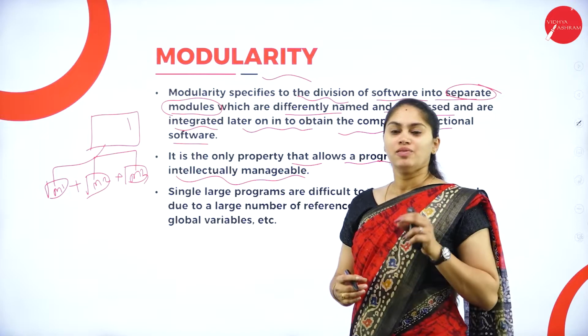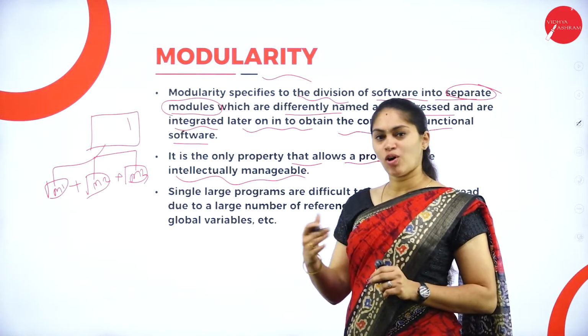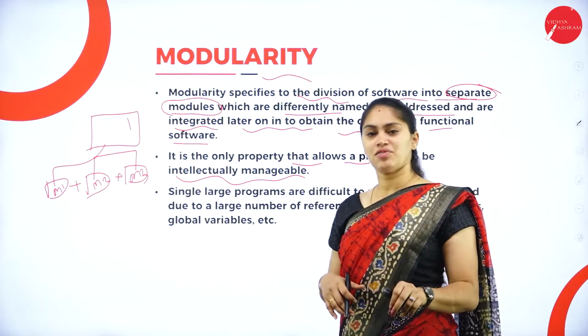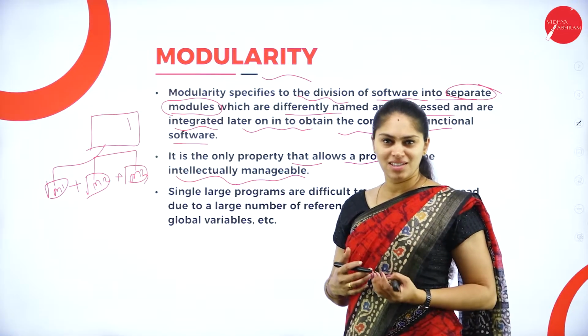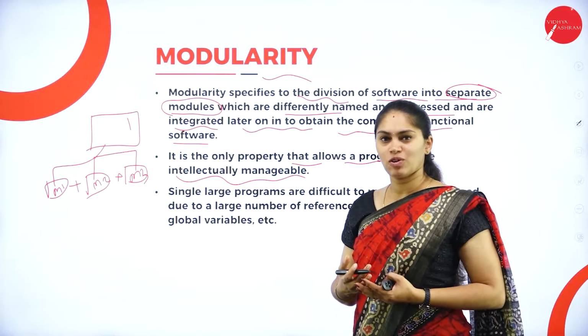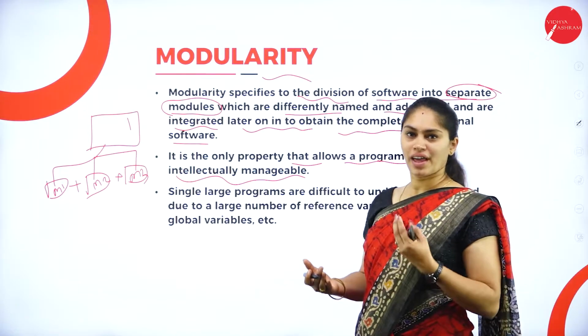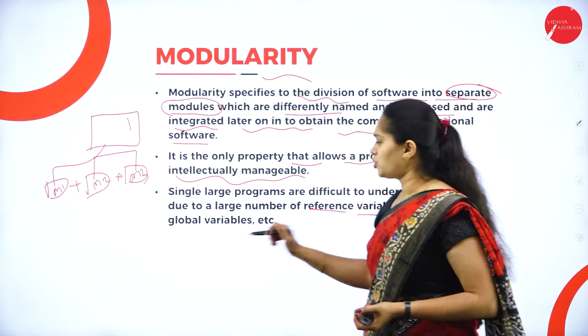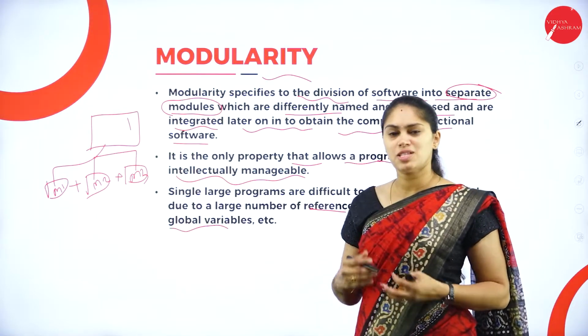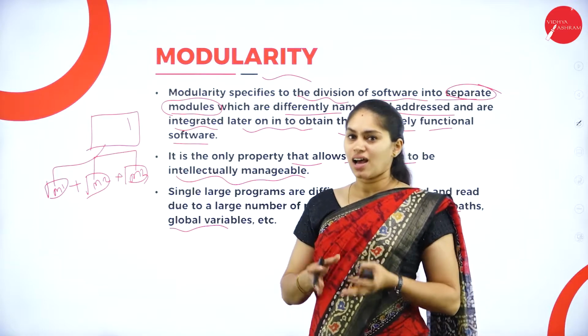So there, will it be easy for you to remember all the codes, or will it be easy for you to understand the whole number of lines of code? Somehow it is difficult, no? Why? Because there will be n number of variables and constants, even reference variables and control paths along with the global variables, all of those in a large program.